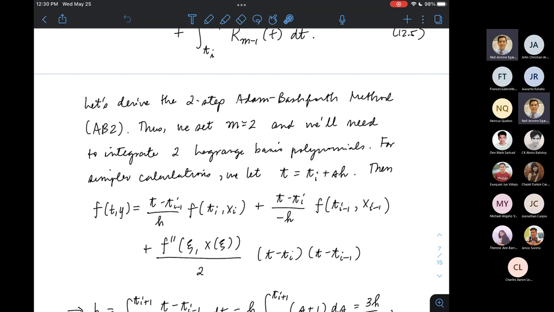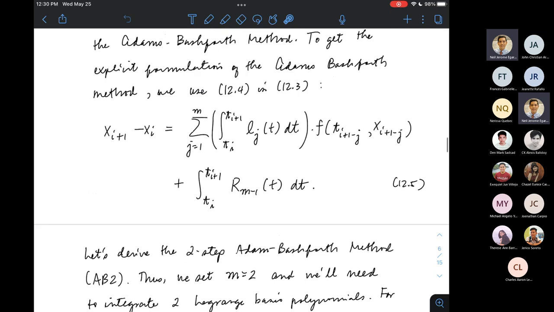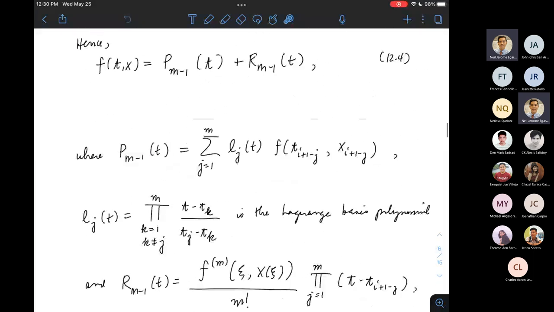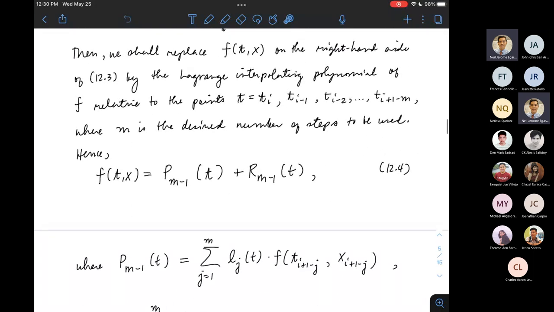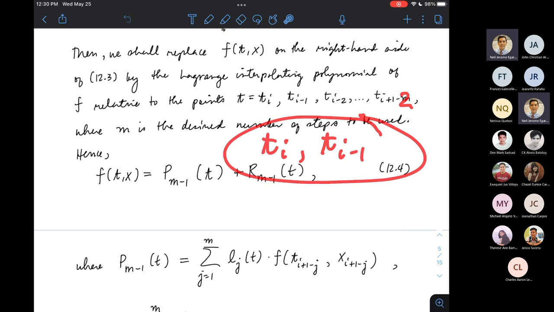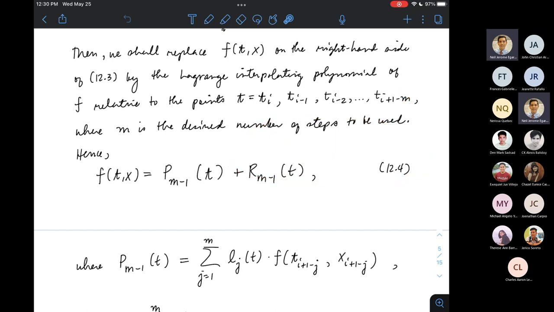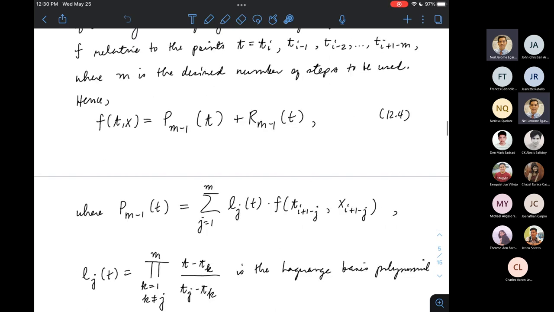So, kailangan kong kunin yung Lagrange interpolating polynomial for f hanggang kanino. Dapat dadaan siya kay t sub i hanggang, si M ay 2, no? So, hanggang t sub i minus 1. So, t sub i saka t sub i minus 1. Which makes sense because we promised to do a two-step method. So, kailangan ko si t sub i saka si t sub i plus 1 para dun sa method. So, sila yung gagamitin kong pang-interpolate dun sa function f.